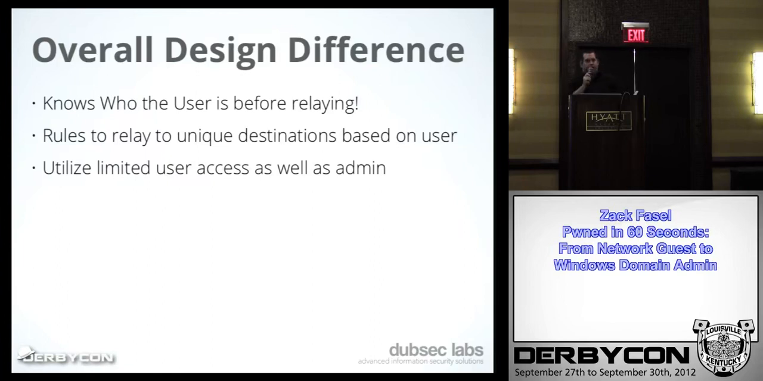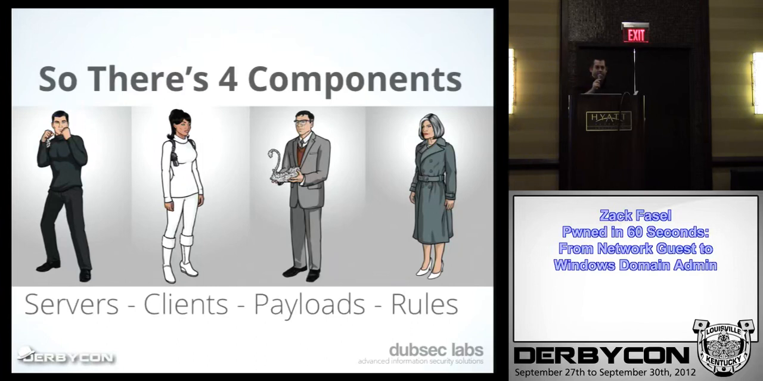Instead of focusing on getting shell, focus on getting data or enumeration information. There are four components in this tool, and it's similar to other tools except for the added rule set. We have the servers, the clients, the payloads, and the rules. Those are the four aspects.